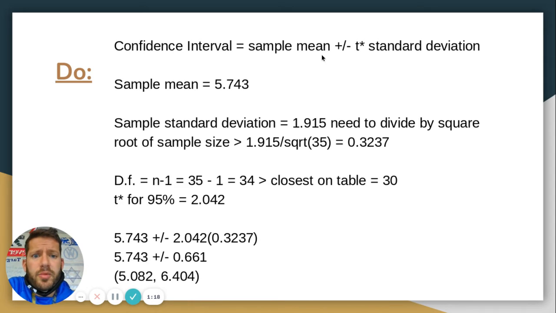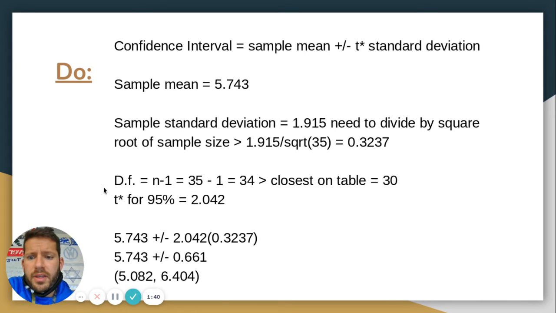So for my confidence interval, I'm going to take my sample mean. I'm going to add and subtract to it my critical t value times my standard error. So my sample mean from earlier was 5.743. My sample standard deviation was 1.915, but I need to divide that by the square root of my sample size. So here's where I did that. I divided by the square root of 35 and got about 0.3237.